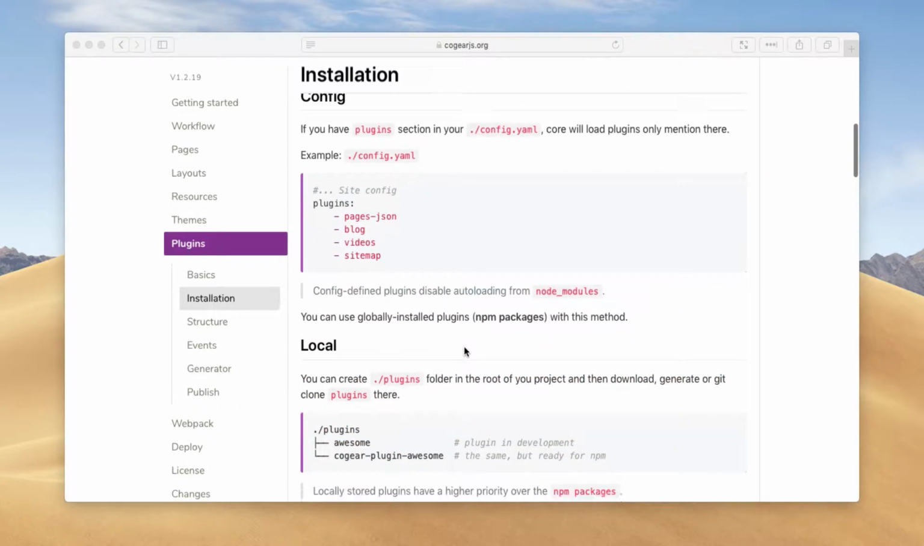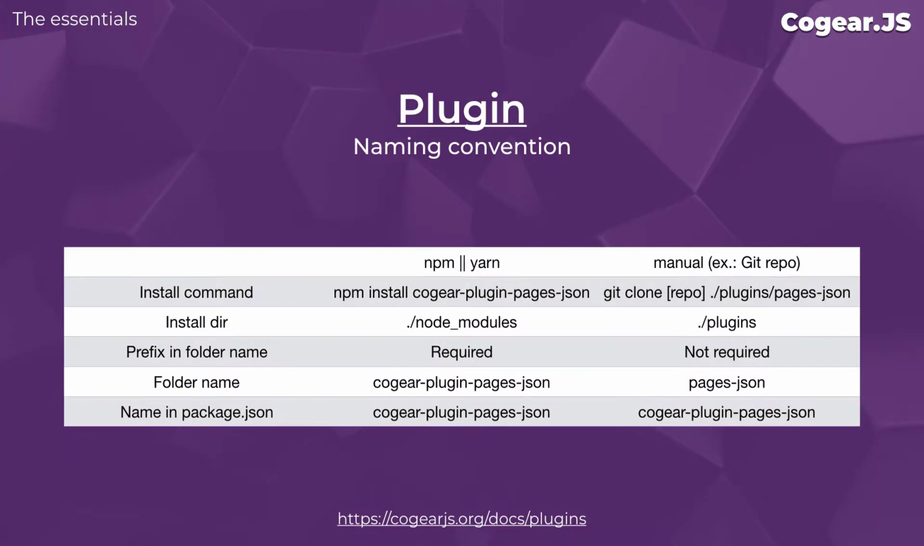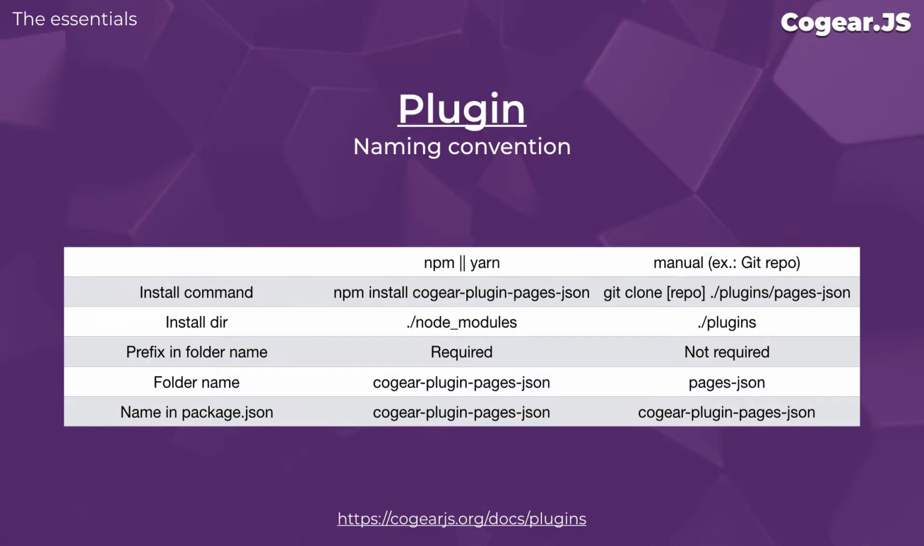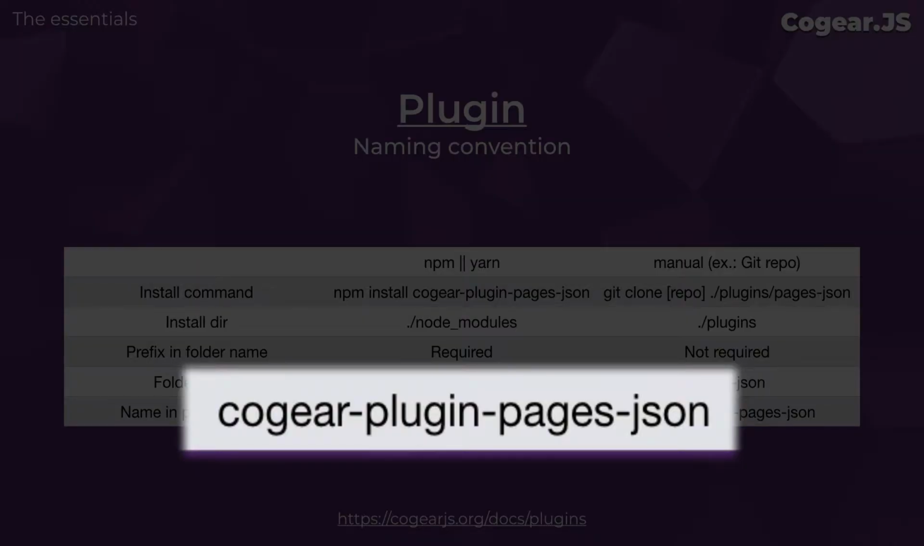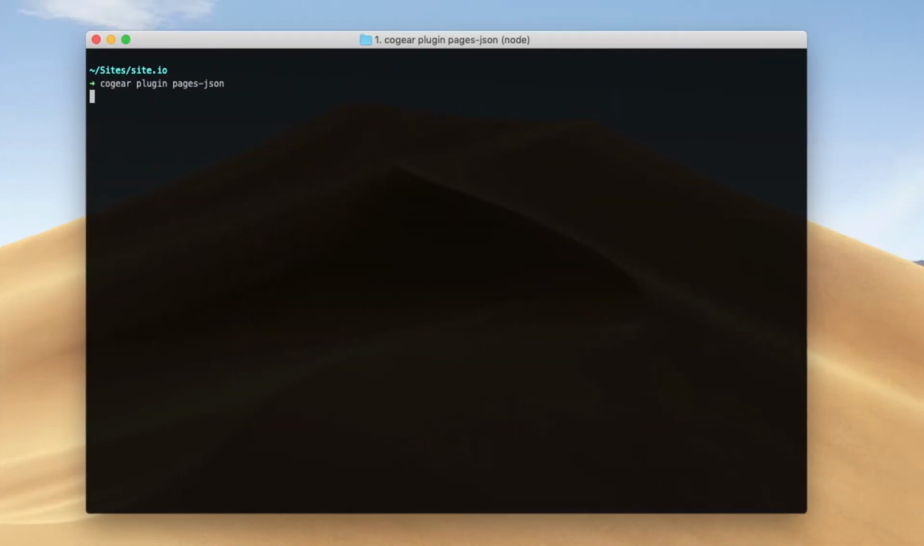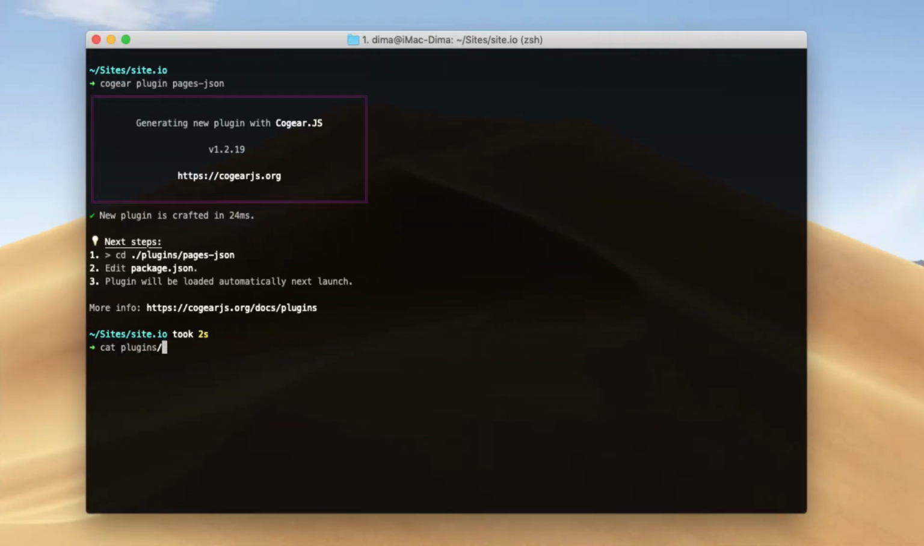Now it's time to talk about naming conventions. A plugin is an npm package, and its package name should be prefixed with Cogear plugin in order to make it unique and cleaner to understand. So even though the plugin name is Pages.JSON, it will have the full package name Cogear plugin Pages.JSON. And during the generation process, this name will be added automatically to the package.json file.